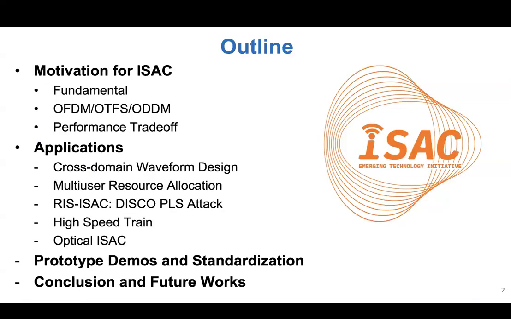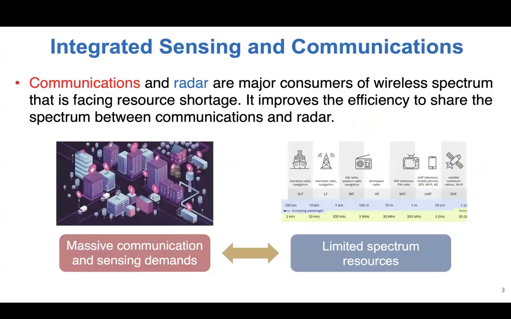So here's the outline. First, we have the motivation for integrated sensing and communication. What is the foundation? What is the waveform? And what is the performance trade-off? And then we talk about the applications like waveform design, multi-user resource allocation, physical layer security, attack, high-speed train, and even optics. And finally, we have some prototype demos, standardization, and conclusion and future work.